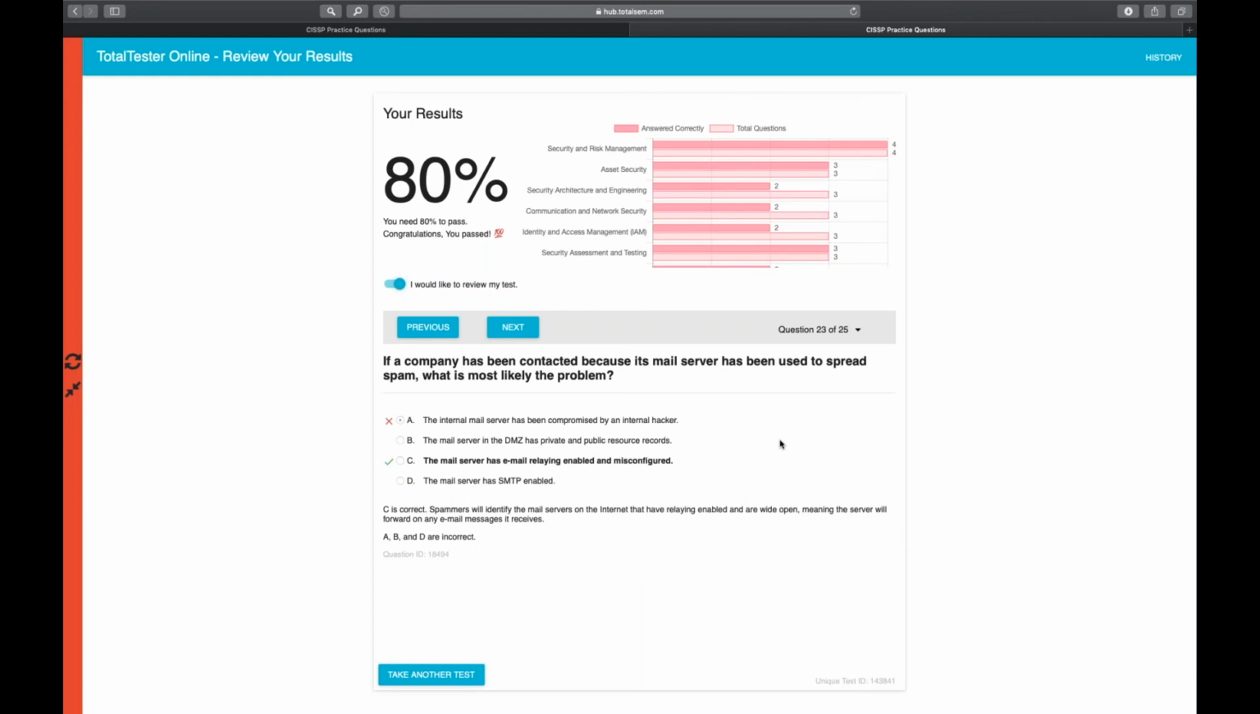23, the mail server has email relaying enabled and misconfigured. Whatever, man. Spammers. Yeah, that too. It was A or C, but I thought it seems like it would be A. Yeah, I don't like this one. Spammers will identify the mail servers on the internet that have relaying enabled and are wide open, meaning the server will forward on any email message it receives. Okay.